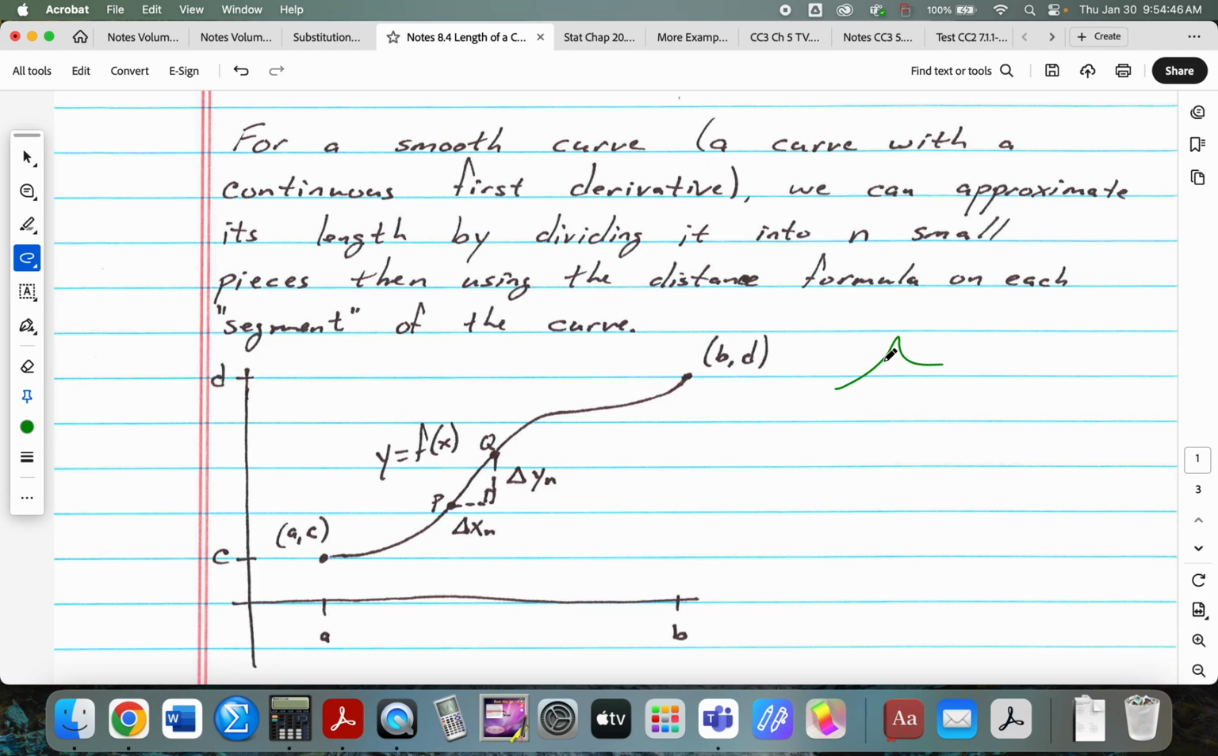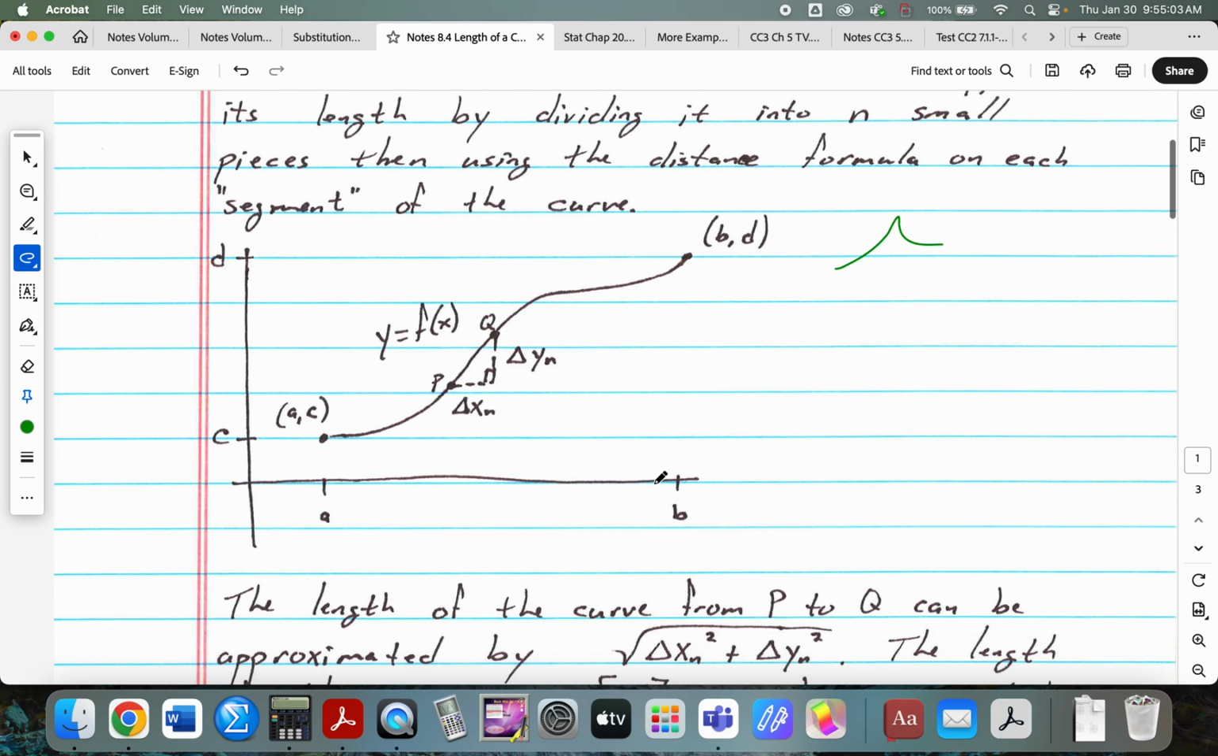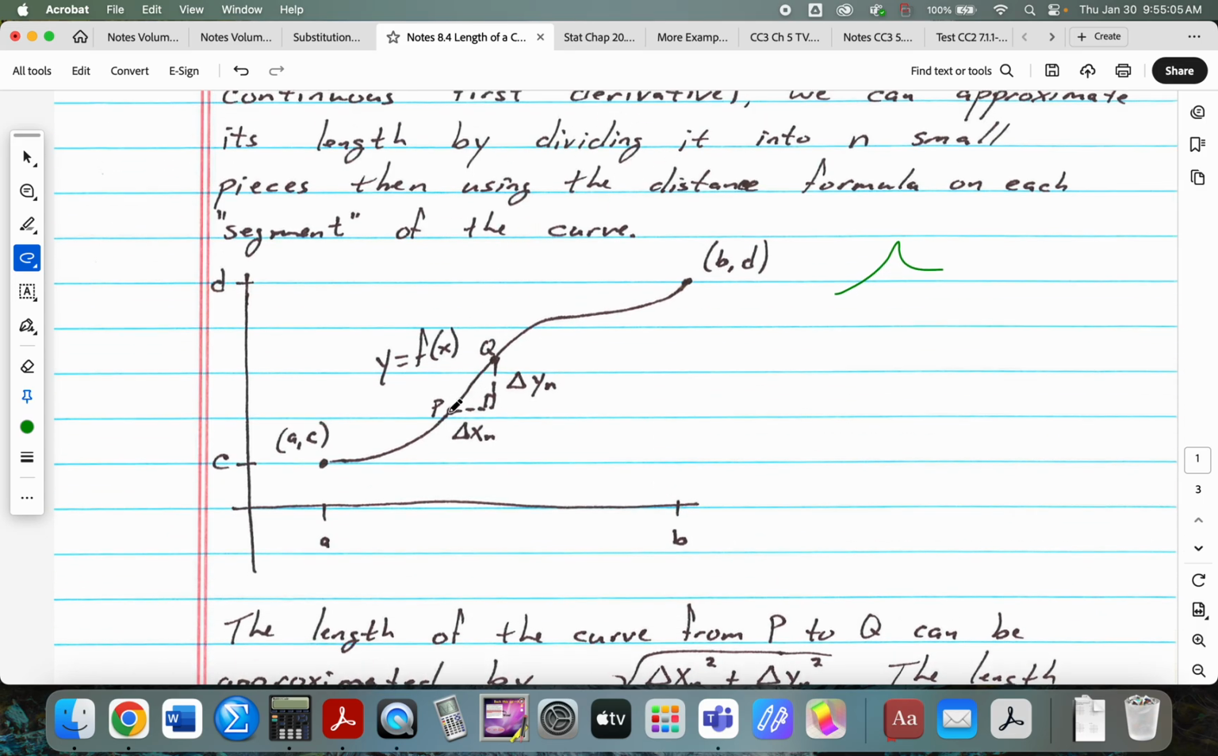We can approximate its length by dividing it into n small pieces, where n is some integer, then using the distance formula on each "segment" of the curve. For example, we could break it into a piece from P to Q, and notice that although this is part of a curve, it's almost straight, right? So you could get an approximation by finding the change in x, the change in y, and doing the Pythagorean theorem, right? You could find this.